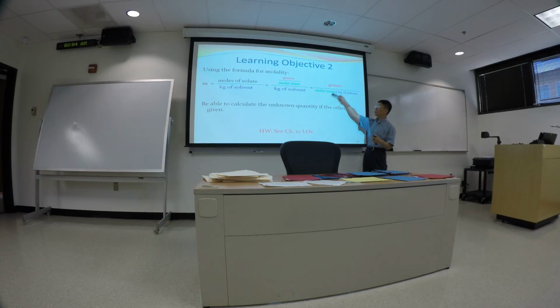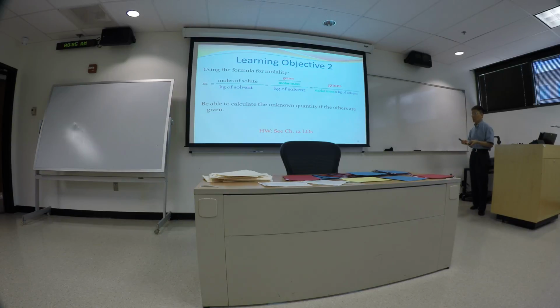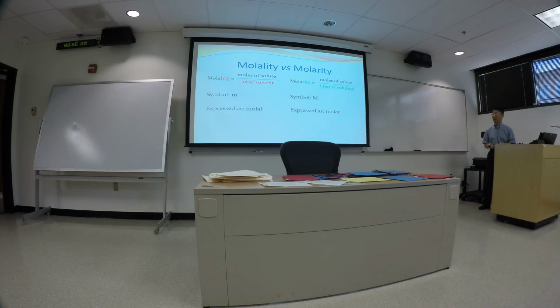So we can introduce the molar mass in this equation there, a total of 4 quantities. If 3 of them are known, the 4th one, we should be able to calculate. Okay. So talking about the molality versus the molarity, the key difference there is that in the denominator of molality, it's the mass of the solvent in kilograms.